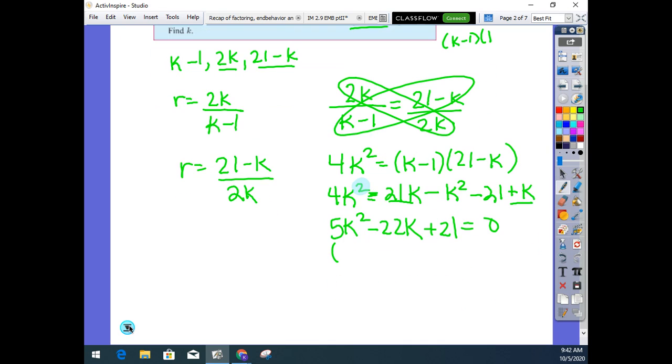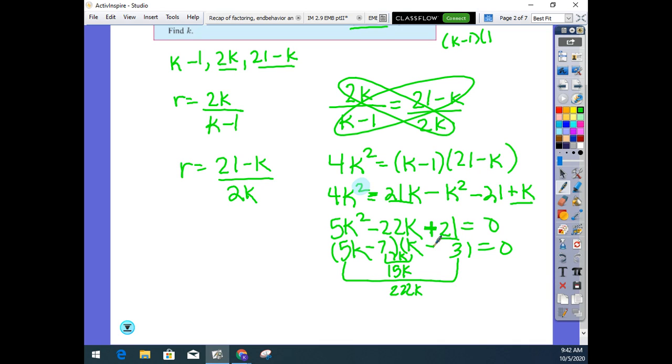My first choice is always to factor. So let's see if that is possible. In order to get 5k squared, I need 5k and k. Factors of 21 are 1 and 21, 3 and 7. And I need to make the combination to get negative 22. So if I put 3 and 7 in, this makes 7k and 15k. That gives me my 22k, because I'm going to add my factors together. And to get negative, they both need to be negative.